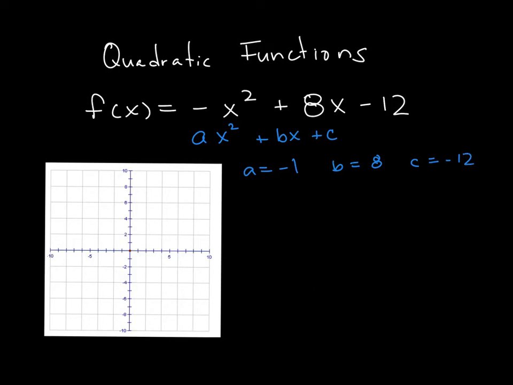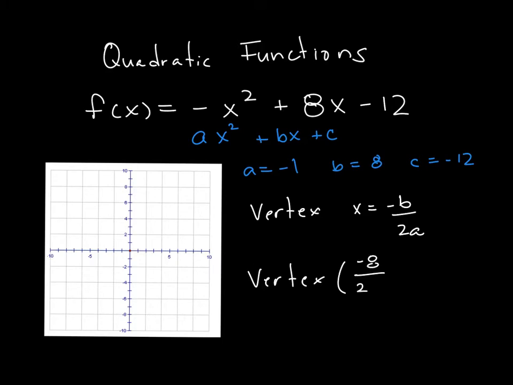So when you have a quadratic that is in this form, to find the vertex, the x value of the vertex is equal to -b over 2a. So let's go ahead and find that. So -b in this case is -8 all over 2 times -1. So the x value of the vertex here is going to be -8 divided by -2, or 4.